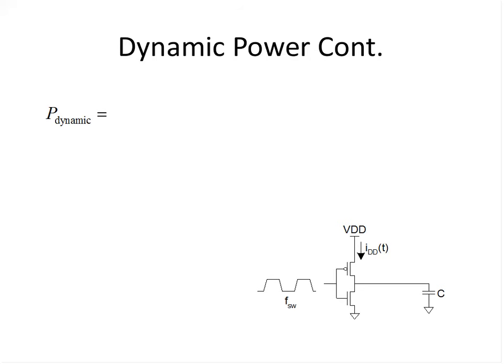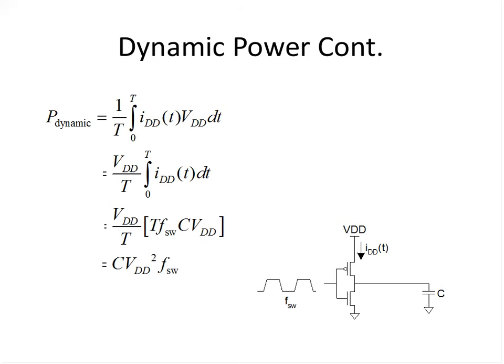Let's see how dynamic power is calculated. Again, we take the same equation, 1 by t integral of IDD VDD dt. The VDD is a constant here, so it comes out. Again, we rearrange the equation. You could say that 1 by t is nothing but FSW, and the integral of IDD comes out to be CVDD. So this is the final equation to be remembered: P equals CVDD squared FSW.